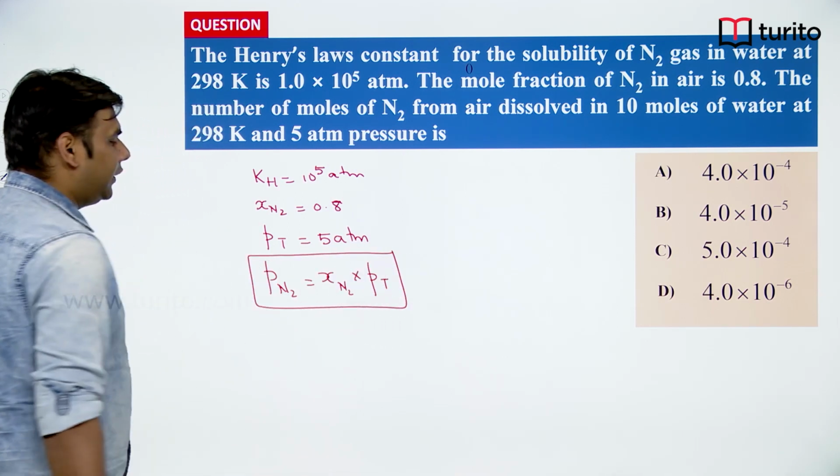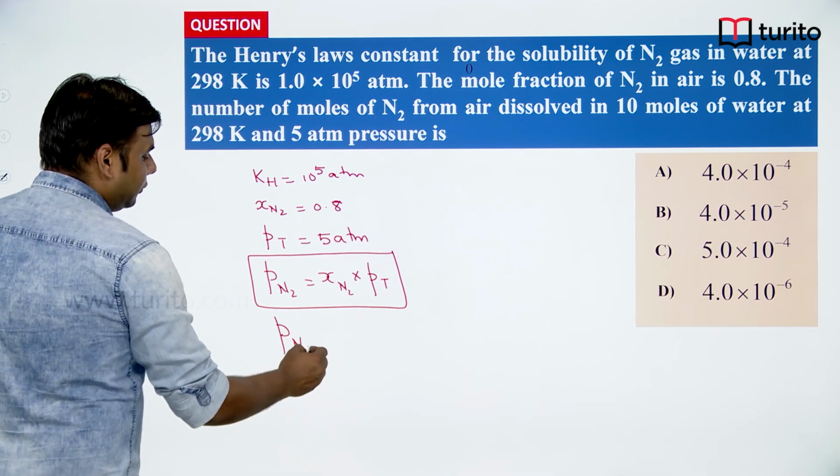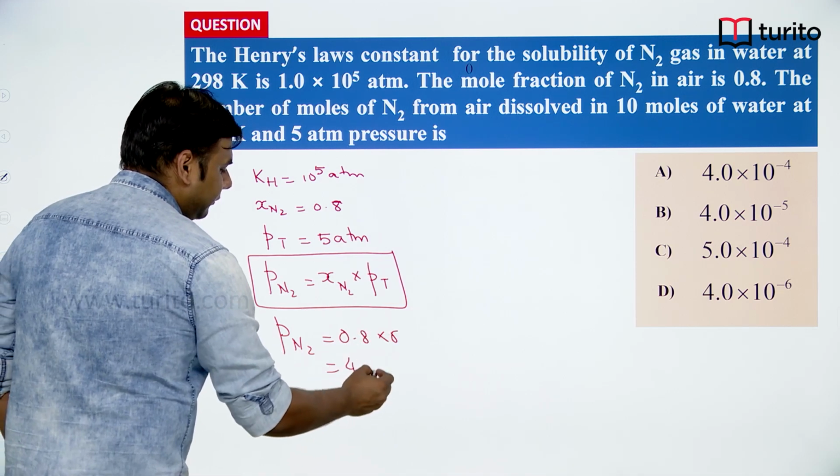Okay, so partial pressure of N2 would be equal to mole fraction of N2 times total pressure. So the partial pressure of N2 would be 0.8 times 5, which is 4 atm.